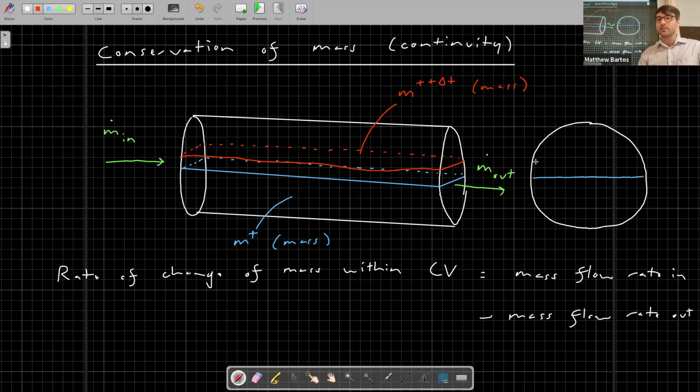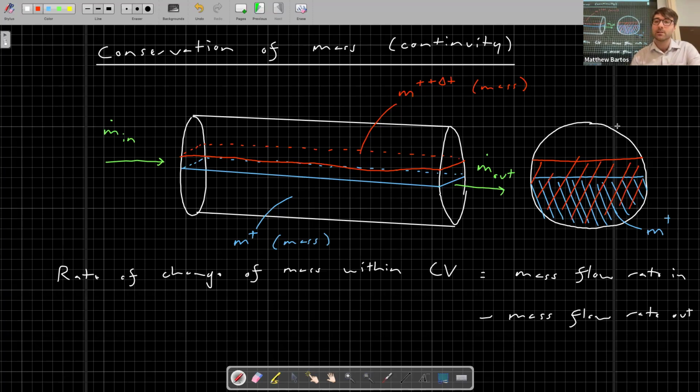Similarly, over here, I'm just going to draw it on this cross section as well. So we have this blue area here. This corresponds to our mass at time t. This red shaded area here corresponds to our mass at time t plus delta t. Okay, so we have a mass flow rate in, a mass flow rate out, and we have a mass at time t and a mass sometime later at t plus delta t.